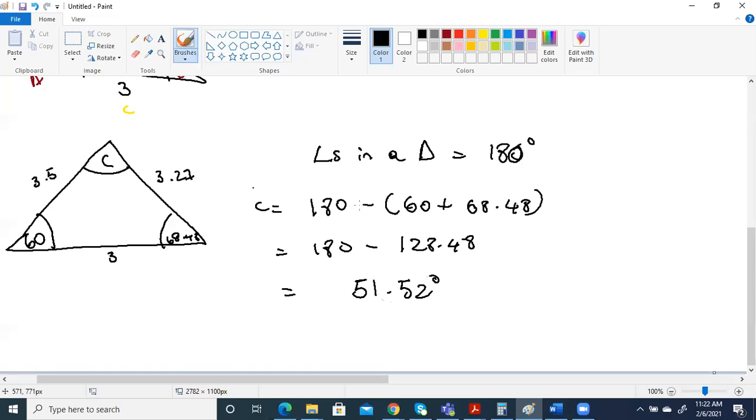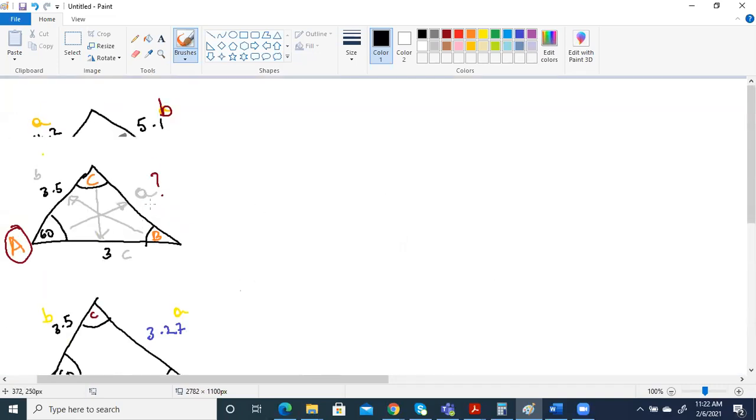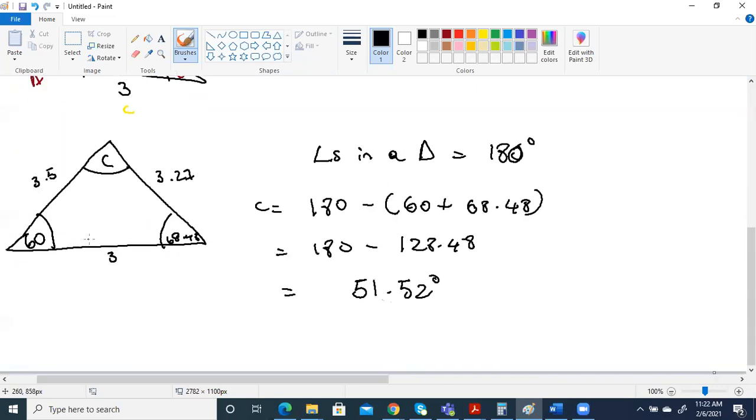And so we would have answered the question by finding all the angles. And remember, we started out with this triangle up here where we only had two sides and one angle. Now we have all the sides and all the angles by using the sine rule, the cosine rule, and the rule of the sum of the angles in a triangle. Any question?